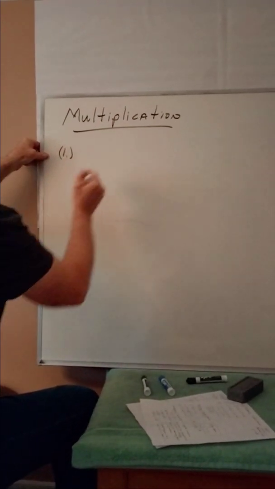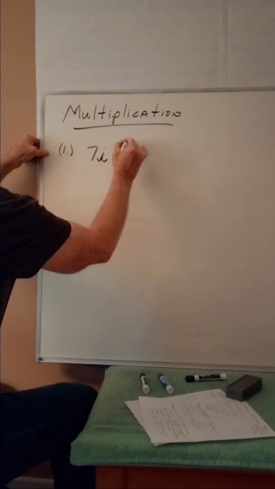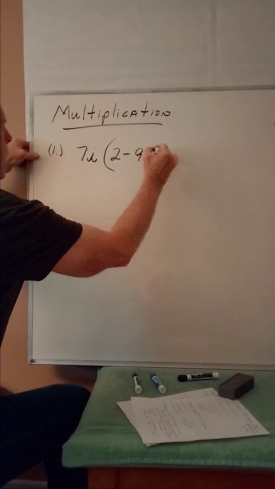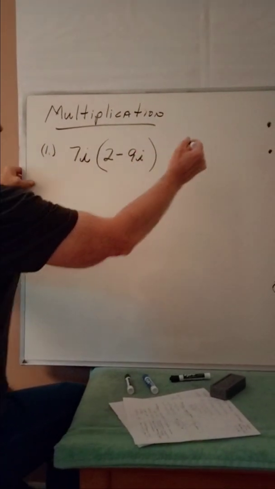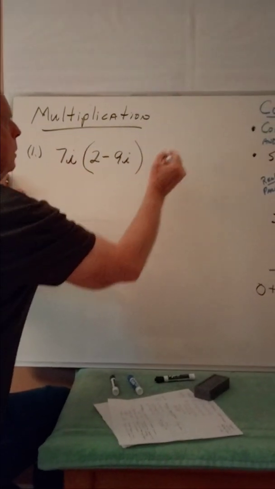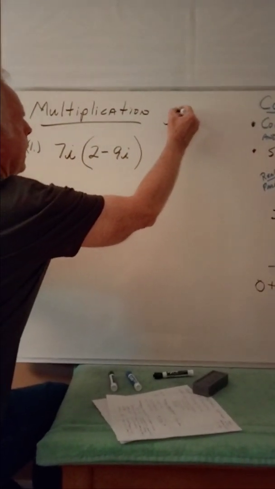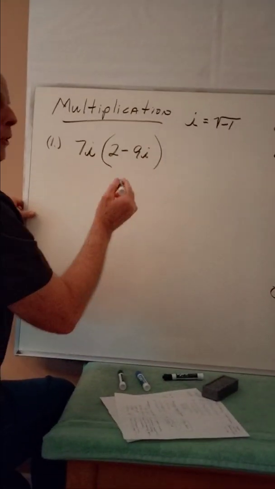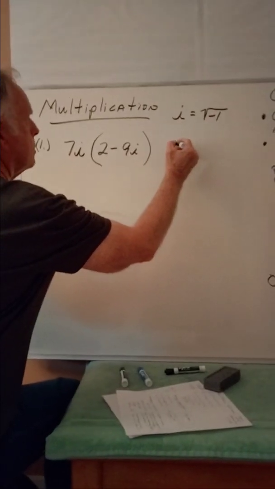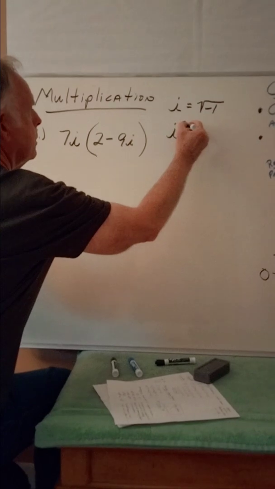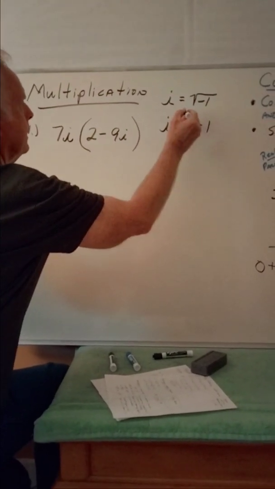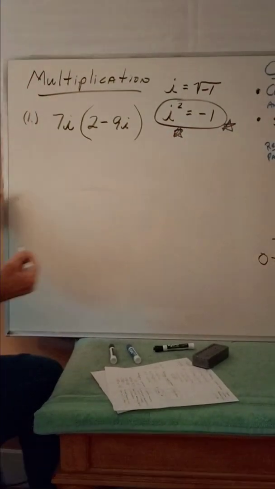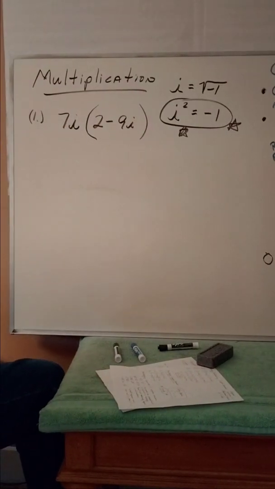Let's get the first one written down: 7i times the quantity of 2 minus 9i. Off to the side, I'm going to write this statement. We know that i is equal to the radical of -1. The one that you're going to now have to use is this: i squared is equal to -1. This is key. That is going to be key when we multiply. Here we go.